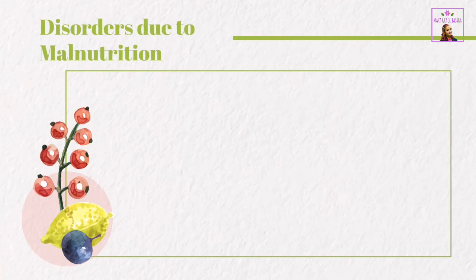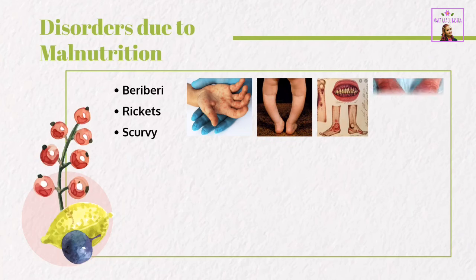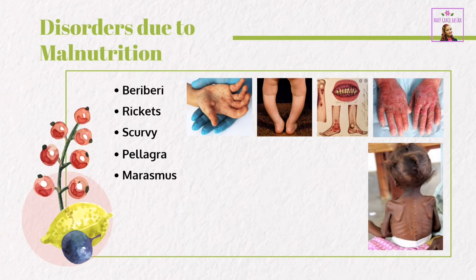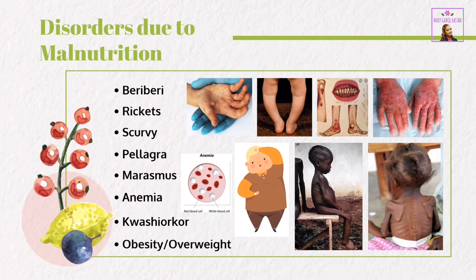Disorders due to malnutrition. Beriberi, rickets, scurvy, pellagra, marasmus, anemia, kwashiorkor, obesity or overweight.